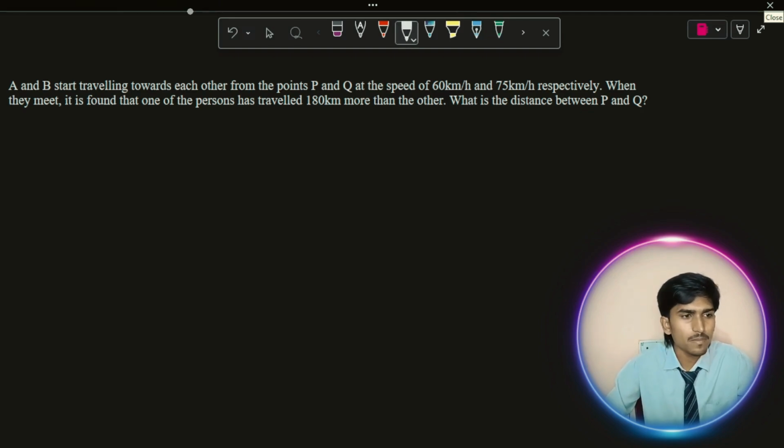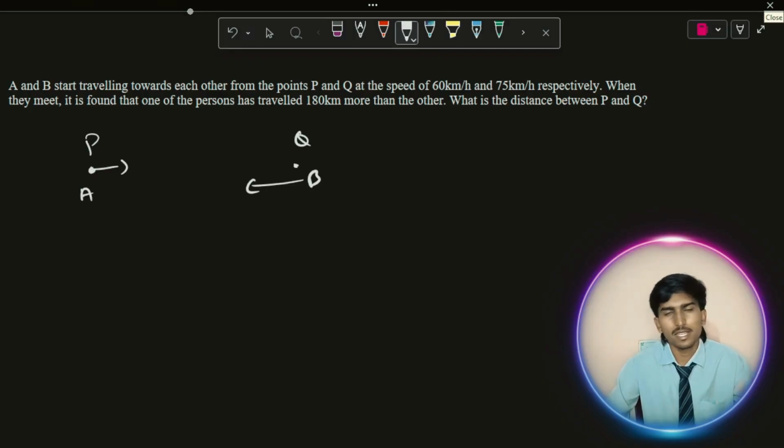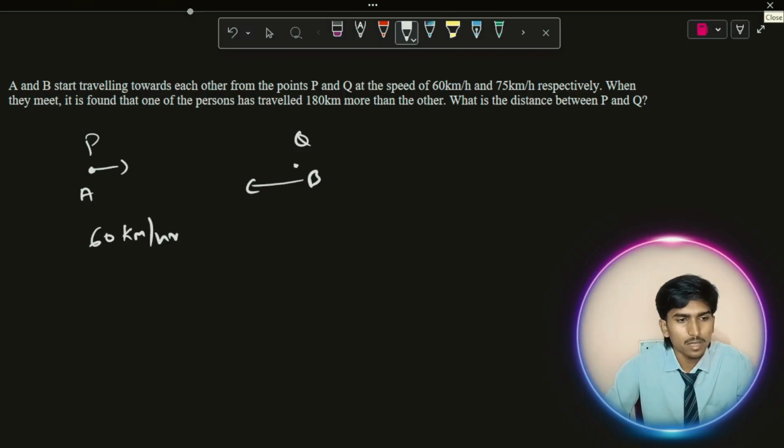A and B start traveling towards each other from the points P and Q. Let's take this as P, this is Q, because A and B start traveling towards each other means A coming like this, B coming like this. They are coming in the opposite direction. At speeds of 60 kilometers per hour for A and 75 kilometers per hour for B, respectively.